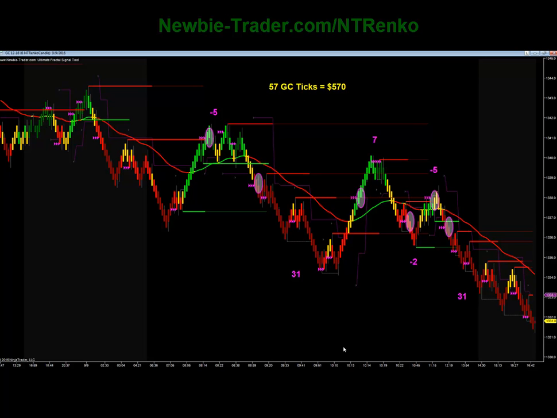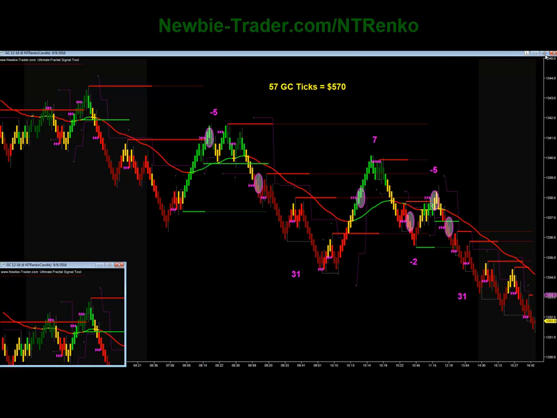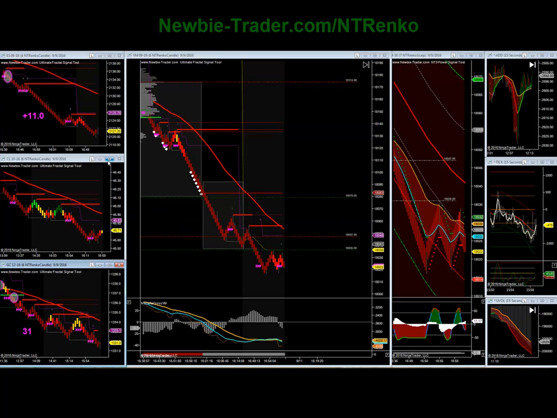It was more rotational than the others. 57 ticks, that's the equivalent of $570 over there. So the fractal signal on gold was decent yesterday.